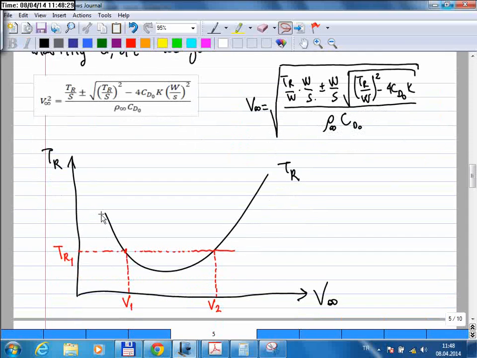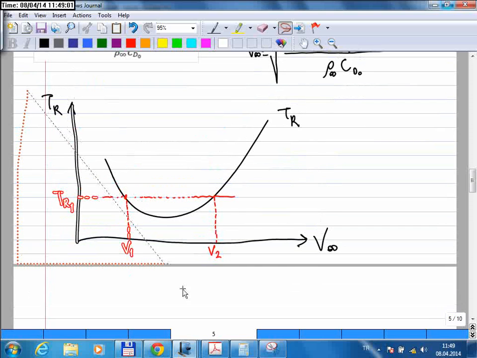So in other words, this is my drag curve, and if I equate the drag to TR1, for example, that means TR1 is this level here, and if I equate the drag force to TR1 from the curve, you see that these two intersect at 2 points. One is here, the second one is here, and these two intersection points are given by this relation here.